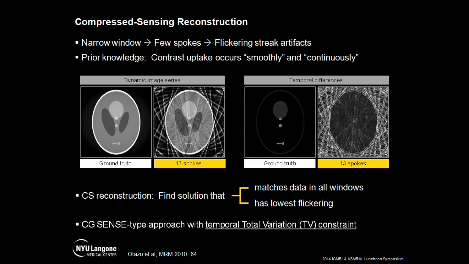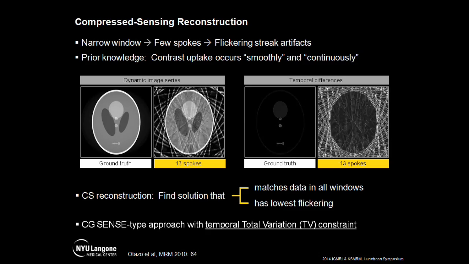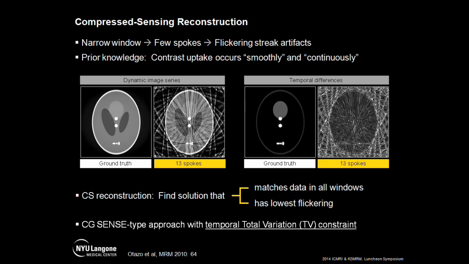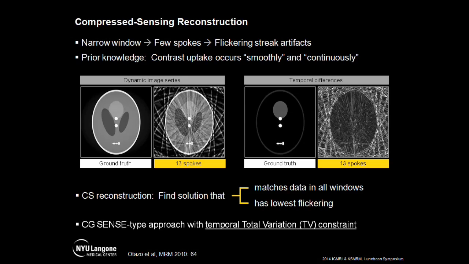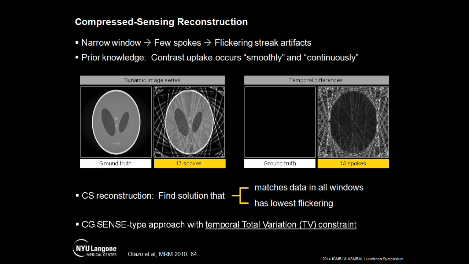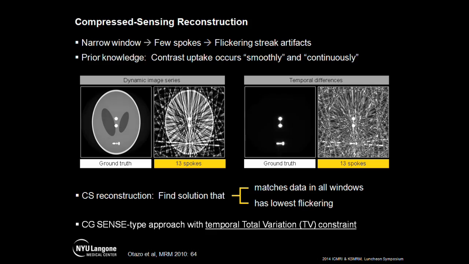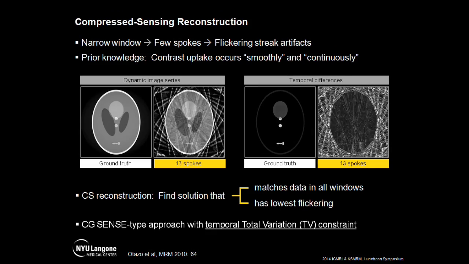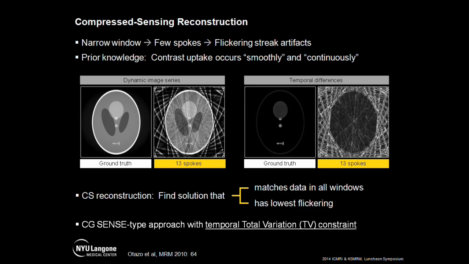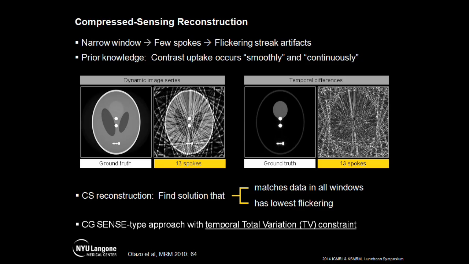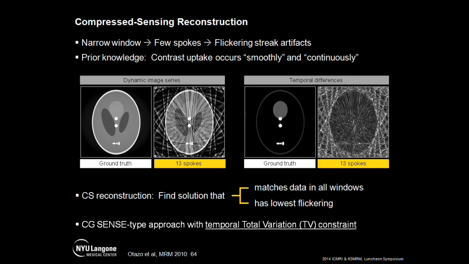Therefore we can perform a so-called compressed sensing reconstruction, an iterative reconstruction which gives us a solution that matches all our sampled spokes. Of course our sampled spokes are incomplete because we have undersampled data, so it will give us the solution, out of all possible solutions, that has the lowest flickering. This makes sense because we know that our true solution does not flicker. Technically, we are doing a CG-SENSE type reconstruction with a temporal total variation constraint, so we are penalizing flickering along the time domain. In this way we can eliminate the flickering artifacts and recover the images without undersampling artifacts.